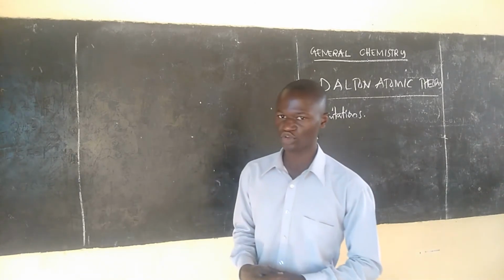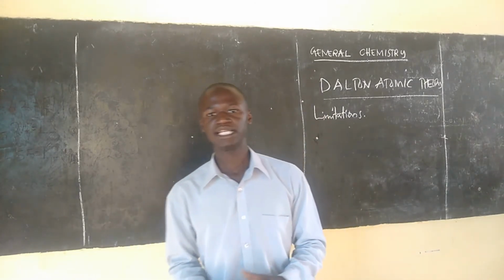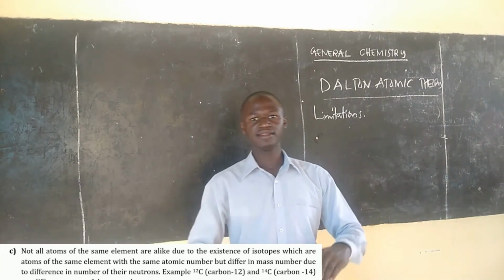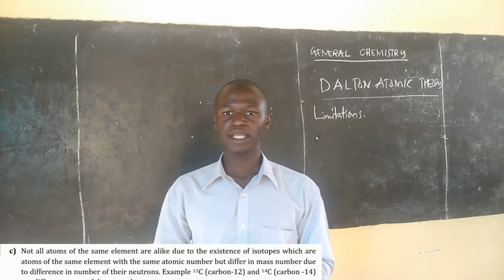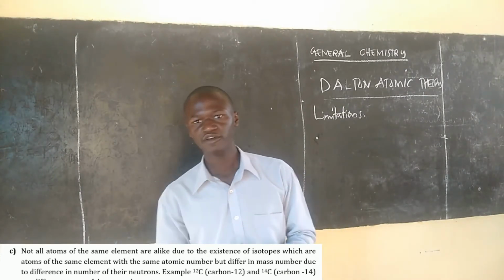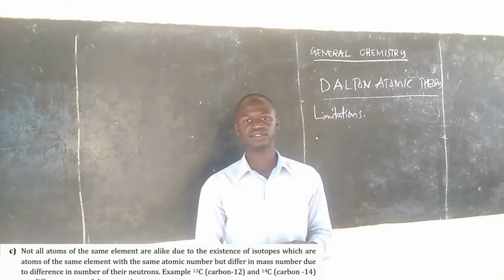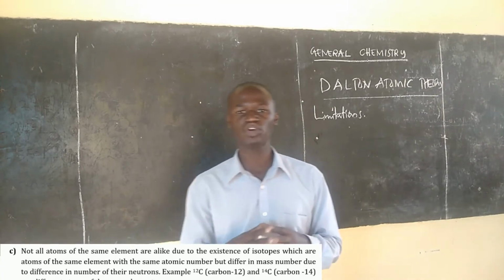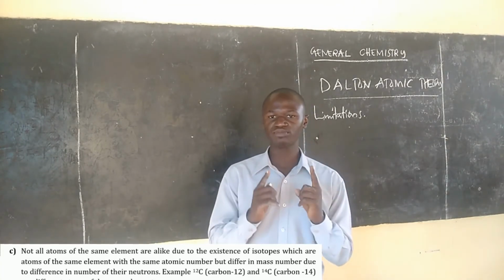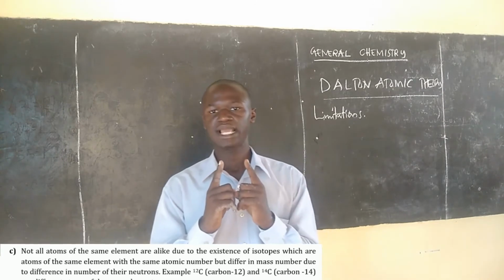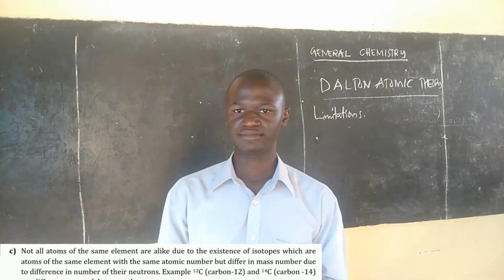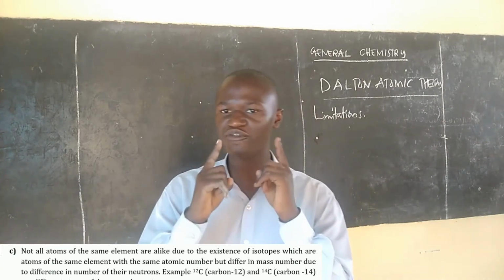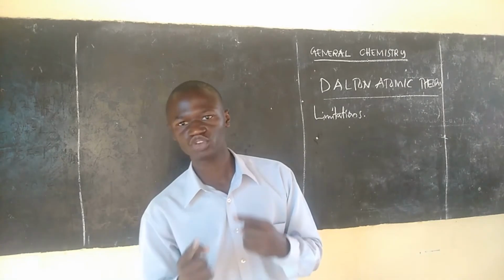The third idea of Dalton's atomic theory, Dalton alisema nini? Alisema kwamba atoms of the same element are alike or similar in all properties, and they are different from atoms of another element. So according to Dalton, alichokisema ni kwamba haiwezekani tukawa tuna atoms of the same element ambazo zikawa zina mass tofauti. Haiwezekani tukawa tuna atoms of the same element ambazo zikawa zina number of neutrons or number of electrons tofauti.